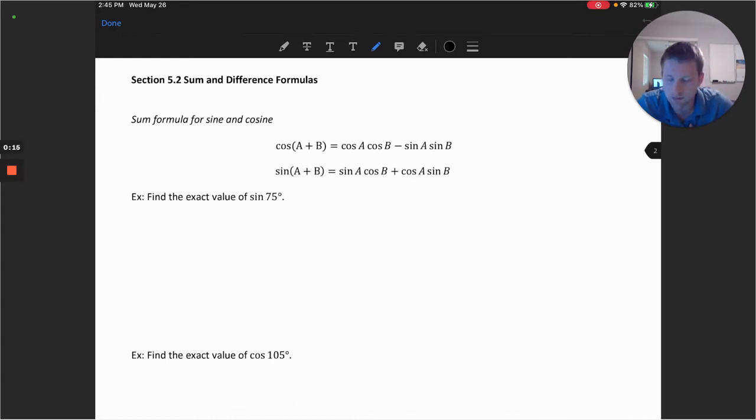This is giving us the ability to find exact solutions to angles such as sine of 75 or cosine of 105, where these can be combinations of common angles that we know and love. So angles like 30 degrees, 45 degrees, 60 degrees, 90 degrees. We know a lot of properties with those in terms of the sine and cosine measurements, and so they're a lot easier for us to work with than, say, a 75 degree or a 105 degree angle.